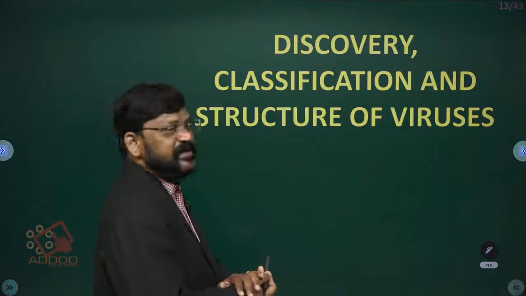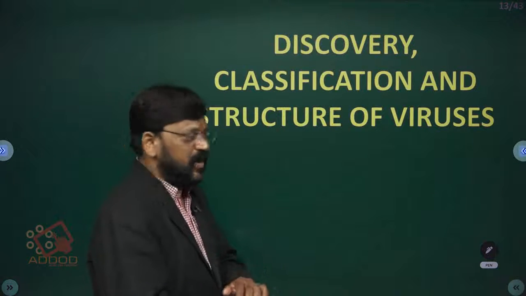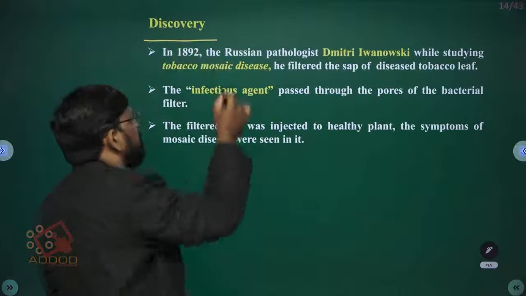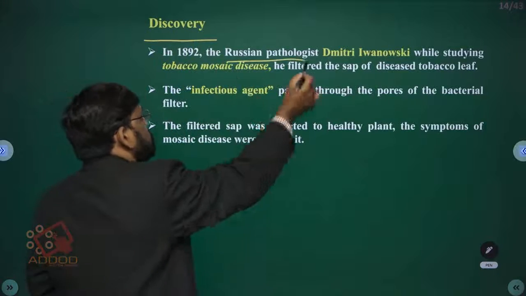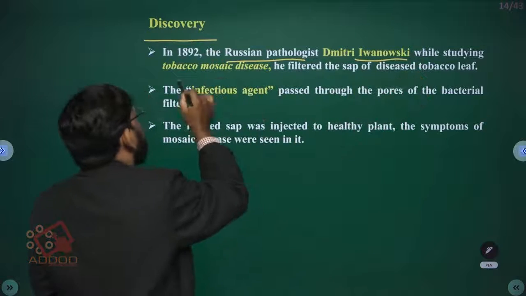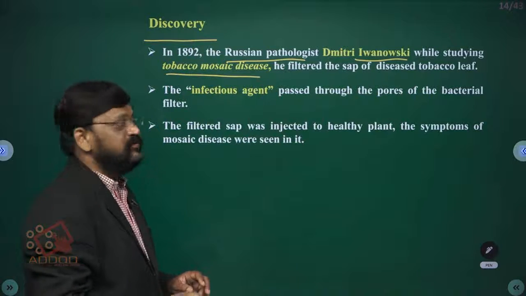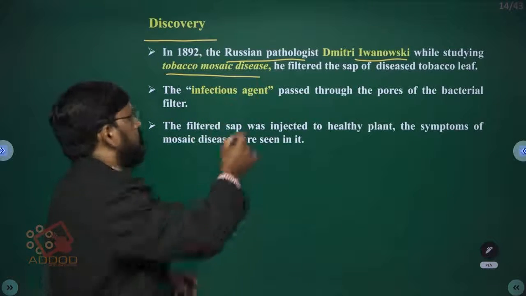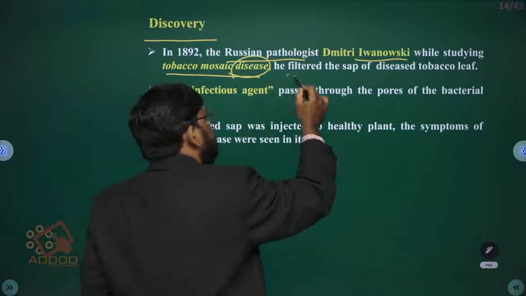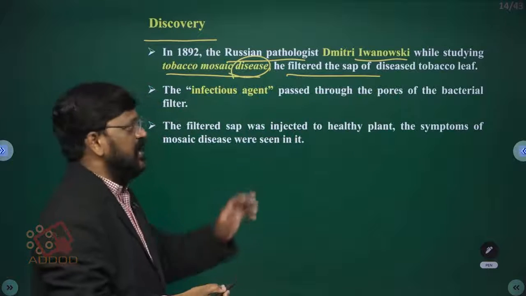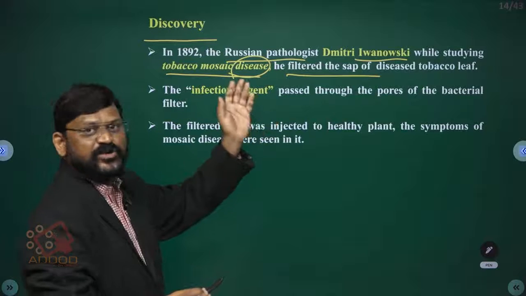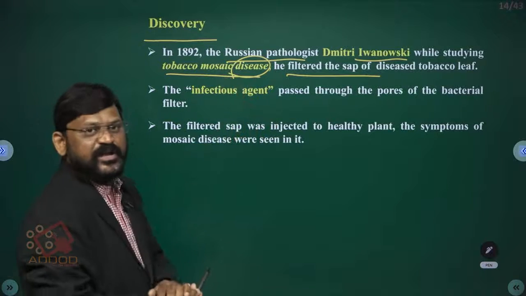Right. Let us study the discovery, classification and structure of this virus. Next, if you see the discovery, a Russian pathologist, we call him Ivanovsky. He was studying a virus called tobacco mosaic virus, which causes a disease called tobacco mosaic disease. He took and filtered the sap of that diseased tobacco leaf and gave it to fresh healthy plants. Even that tobacco also suffered from this infectious disease.